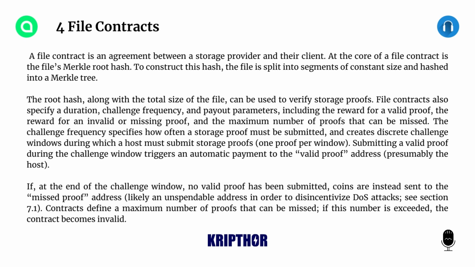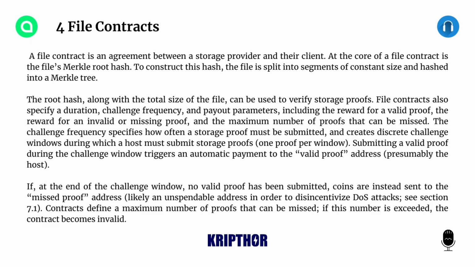4 File contracts. A file contract is an agreement between a storage provider and their client. At the core of a file contract is the file's Merkle root hash. To construct this hash, the file is split into segments of constant size and hashed into a Merkle tree. The root hash, along with the total size of the file, can be used to verify storage proofs.